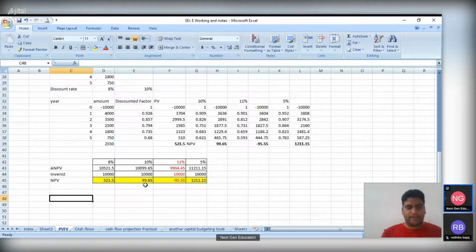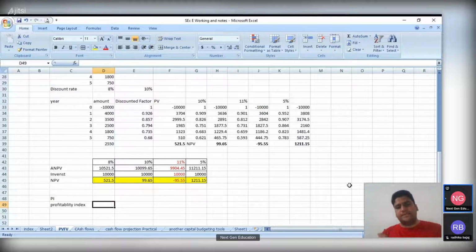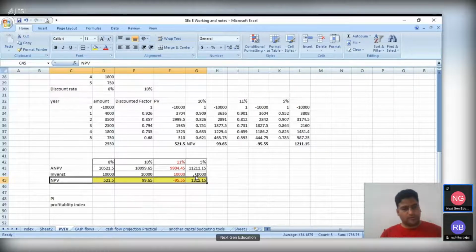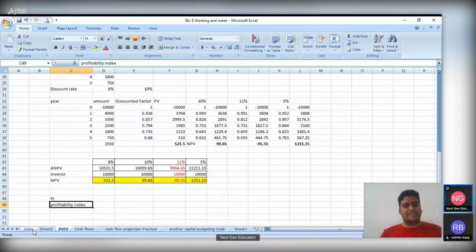Understand? Now I tell you one important concept related to the PI. PI is basically known as the profitability index. What is the profitability index meaning? Profitability index has nothing to do with anything difficult. If you know how to calculate NPV, you are going to do very well. If you know how to calculate NPV, you will easily calculate the profitability index because it has the same formula.